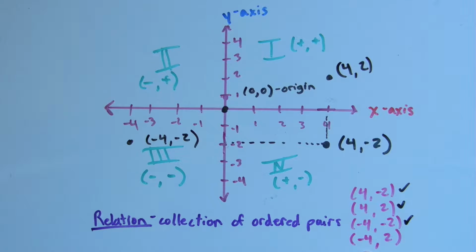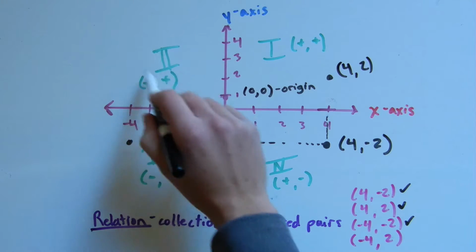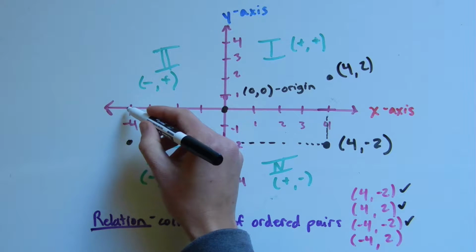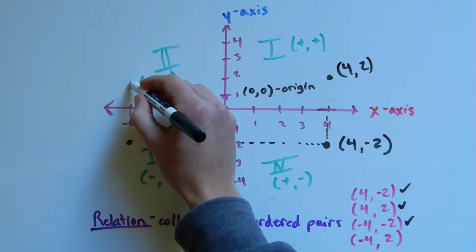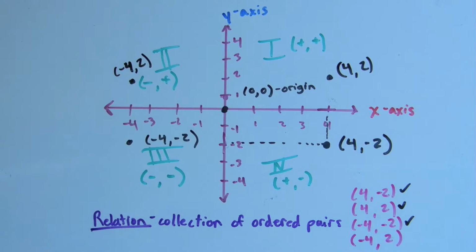And look, we can already predict that this is going to be in the second quadrant because it's a negative x value and a positive y value. Negative positive falls within the second quadrant. So we're going to go to the left 4 and up 2 in the positive y. So this collection of ordered pairs is also known as a relation. And within a relation, we can find different types of attributes.